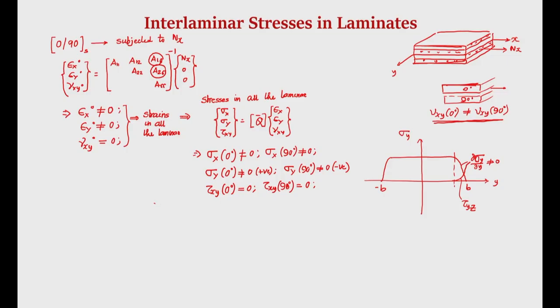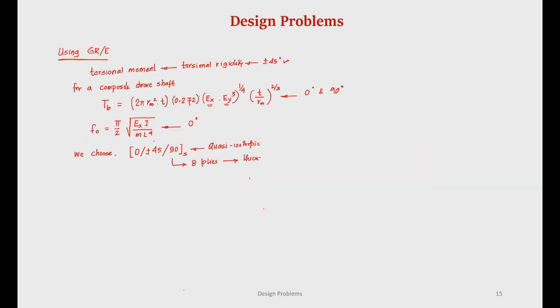So, the tau y z is due to the mismatch in Poisson's ratio of adjacent plies. Okay. So, you understood from equilibrium equations why tau xz and tau yz are developed.